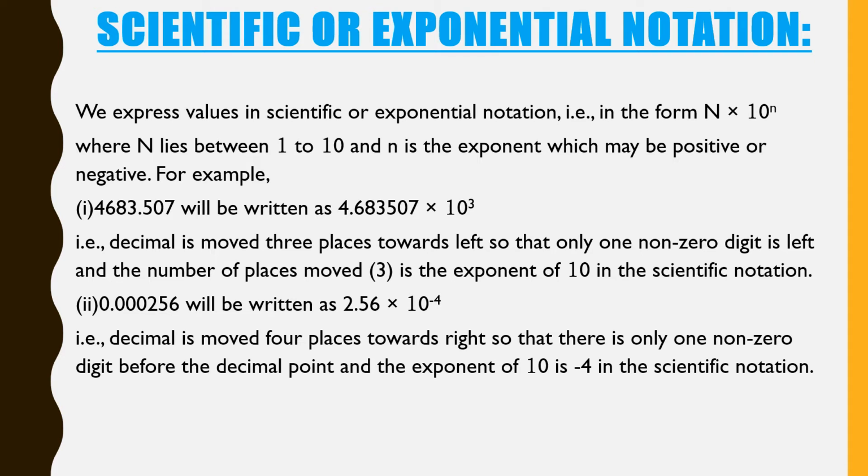Thus the value of Avogadro number, which we discussed, we can write as 6.022 into 10 to the power 23, when expressed to 4 significant figures. Similarly, the mass of hydrogen can also be written in scientific notation as 1.66 into 10 to the power minus 24 grams.